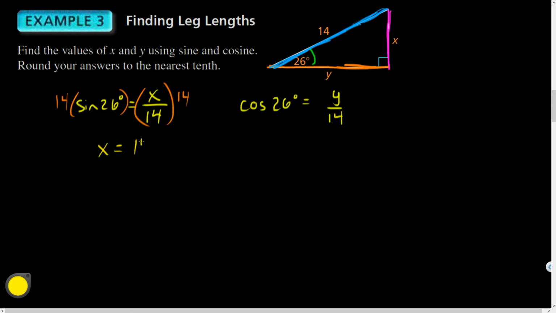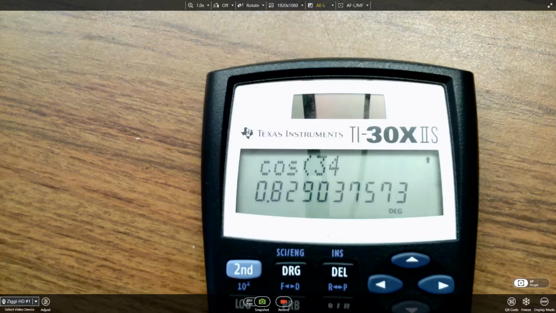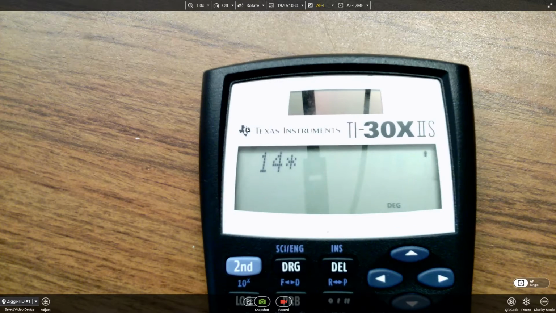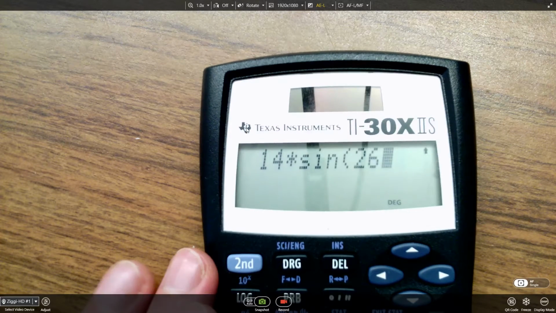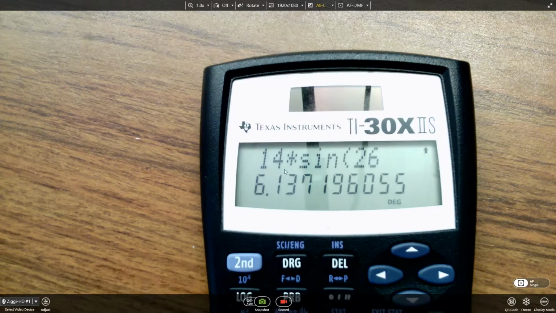So multiply both sides by 14. x equals 14 times sine of 26 degrees. So x is about, and this is where I can plug that in, 14 times sine of 26, and I'm in degree mode right there, notice. And I get 6.1372.